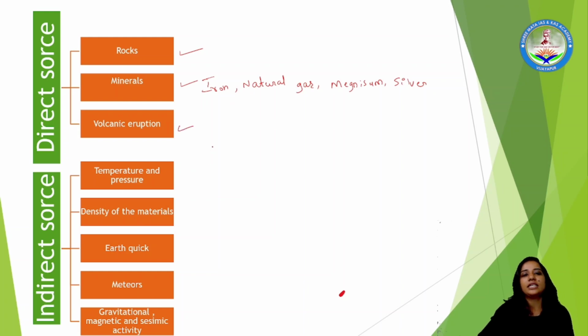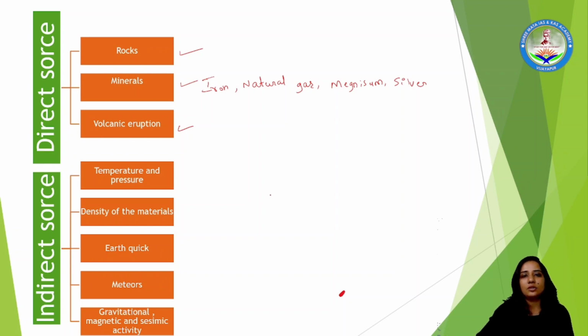Next is volcanic eruption. One easy example of volcanic eruption is your Deccan Plateau, which is present in the southern part of India. And this Deccan Plateau is the result of a volcanic eruption which took place long ago. So these are some of the direct sources which tell us what is present in the interior part of the earth.